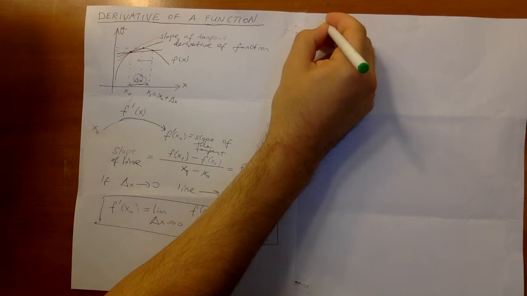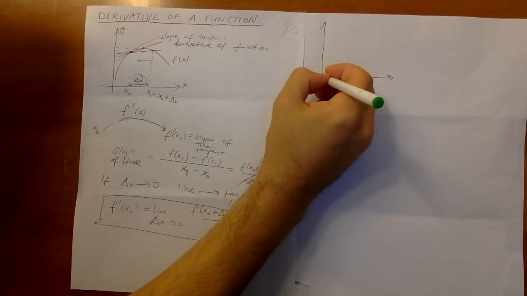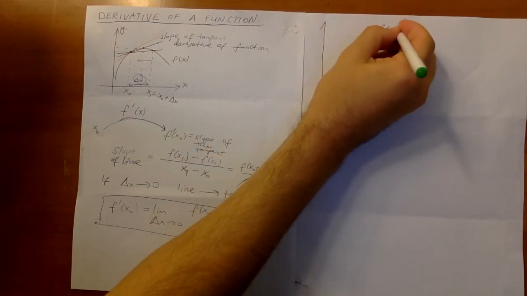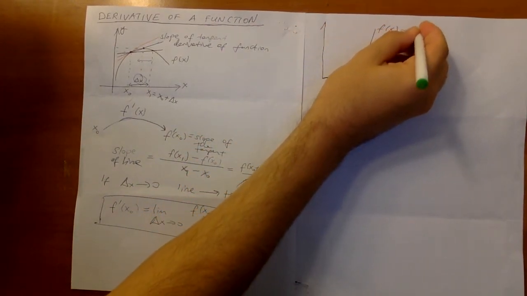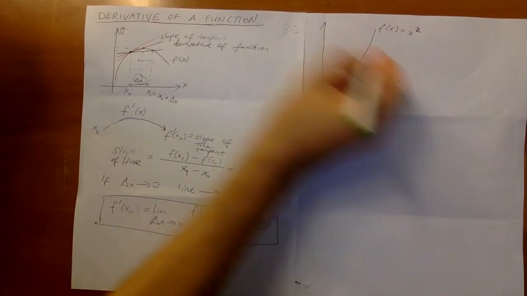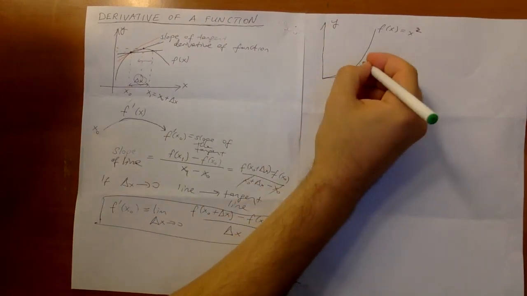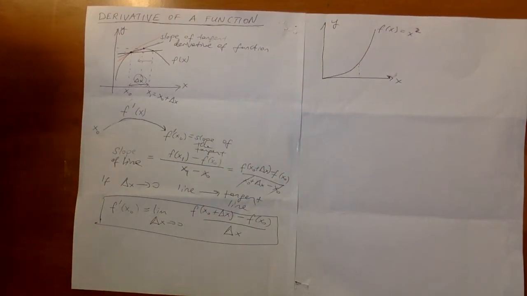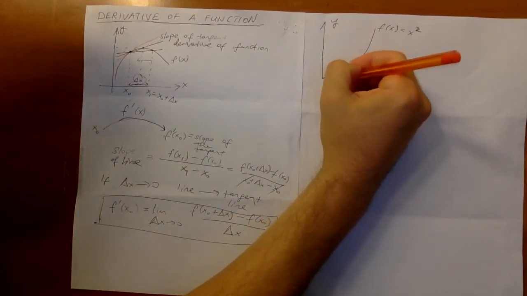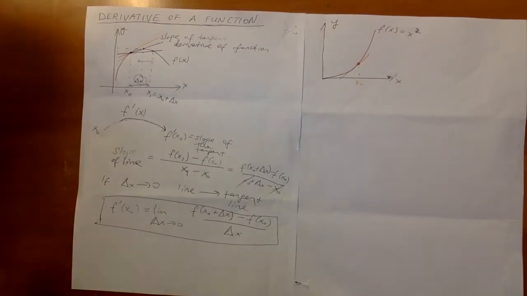Let's try to find out the slope of the tangent line for the function f of x equal to x squared. This is x, this is the y-axis. Let's try to find the slope at any given point x0.